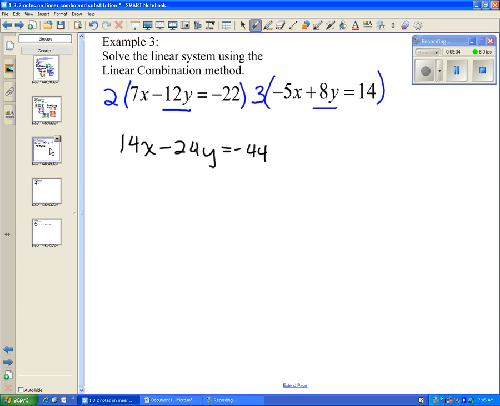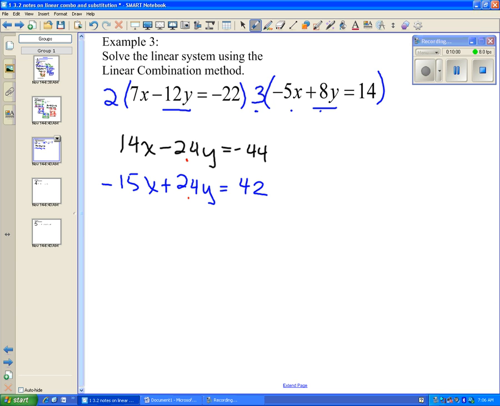Second equation, 3 times negative 5 is negative 15x, of course. 3 times 8y is a positive 24y. Again, I end up with my positive and my negative, so I know my y's will cancel. 3 times 14 is going to be 42.